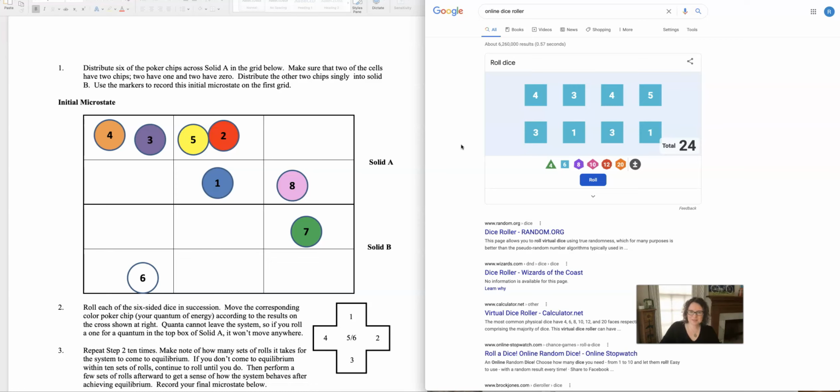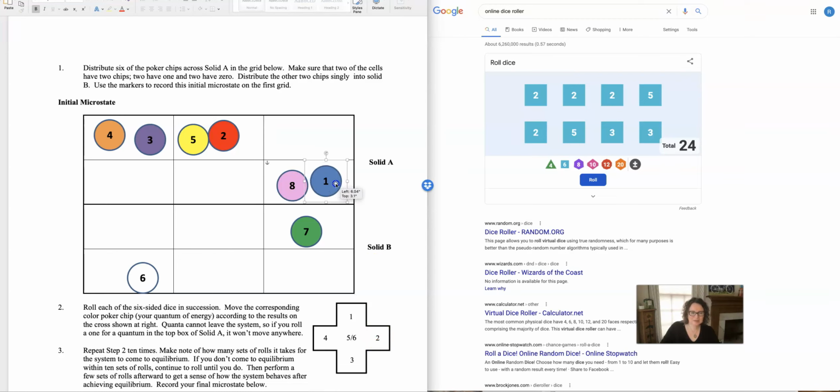Okay, here's what we're going to do. We're going to roll these. This is going to be 1, 2, 3, 4, 5, 6, 7, 8. Okay, so we're going to roll them. Okay, so our chip number 1 rolled a 2. So you go back in your instructions, you're like, a 2. What does this mean? This means that if it rolled a 2, it goes to the right. So number 1 is going to move to the right. Okay, the second one also moves to the right. The third one moves to the right.